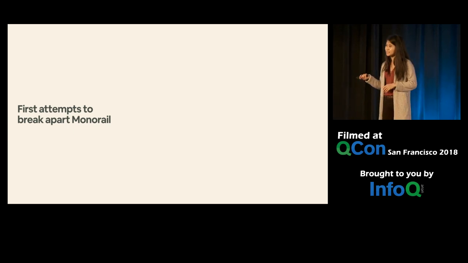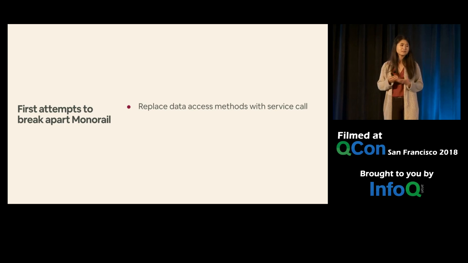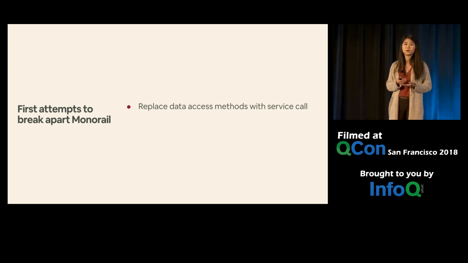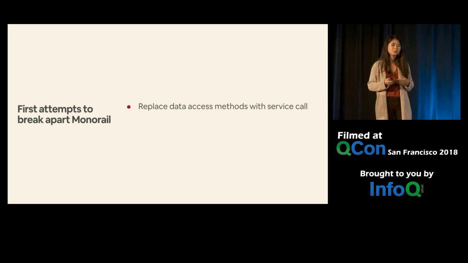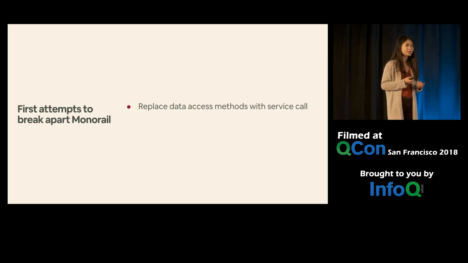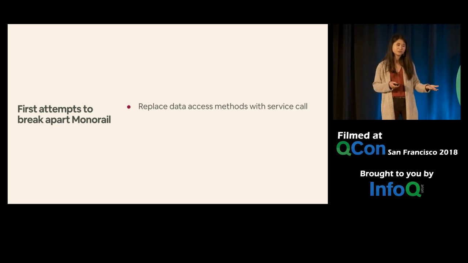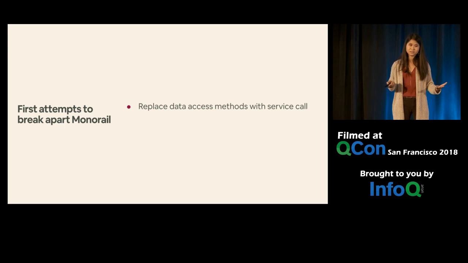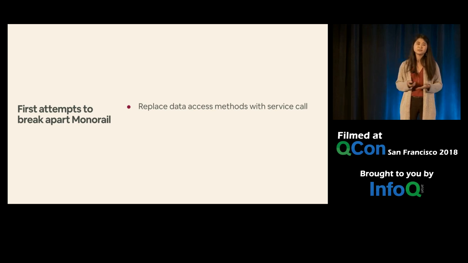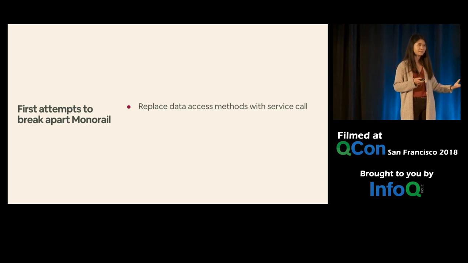Some of our first attempts to break apart the monolith started with looking at the various call sites in Monorail for which our homes data was accessed. This was an attempt to consider replacing each of these methods with a service call to our home service, but upon looking, we found that there were thousands of such call sites. So it's not possible for us to manually go through each one and change it to a service RPC.